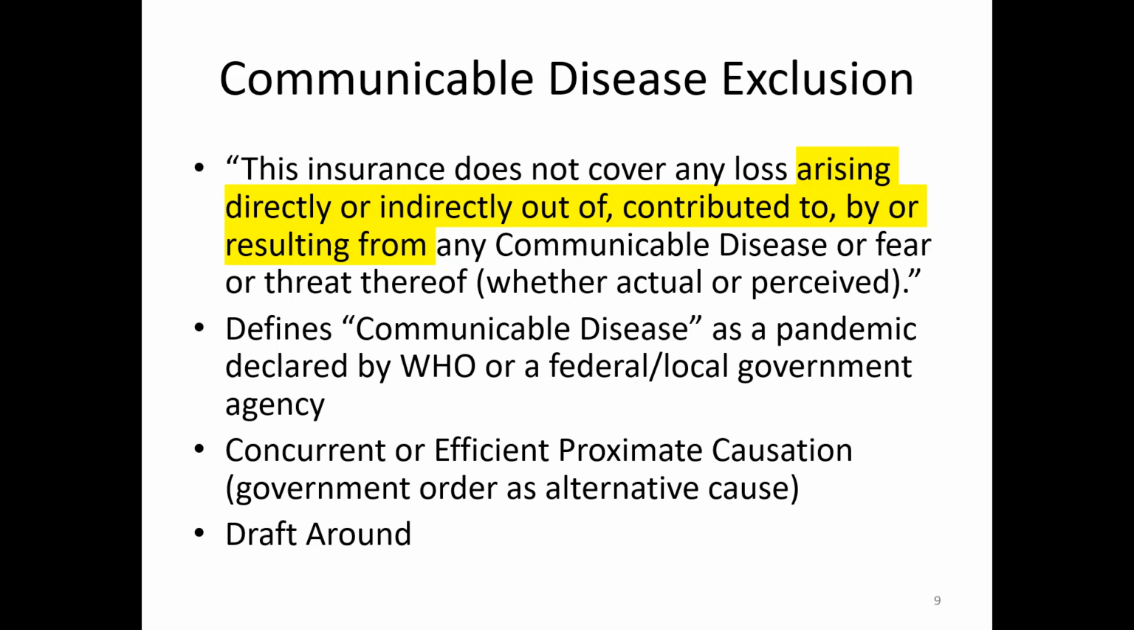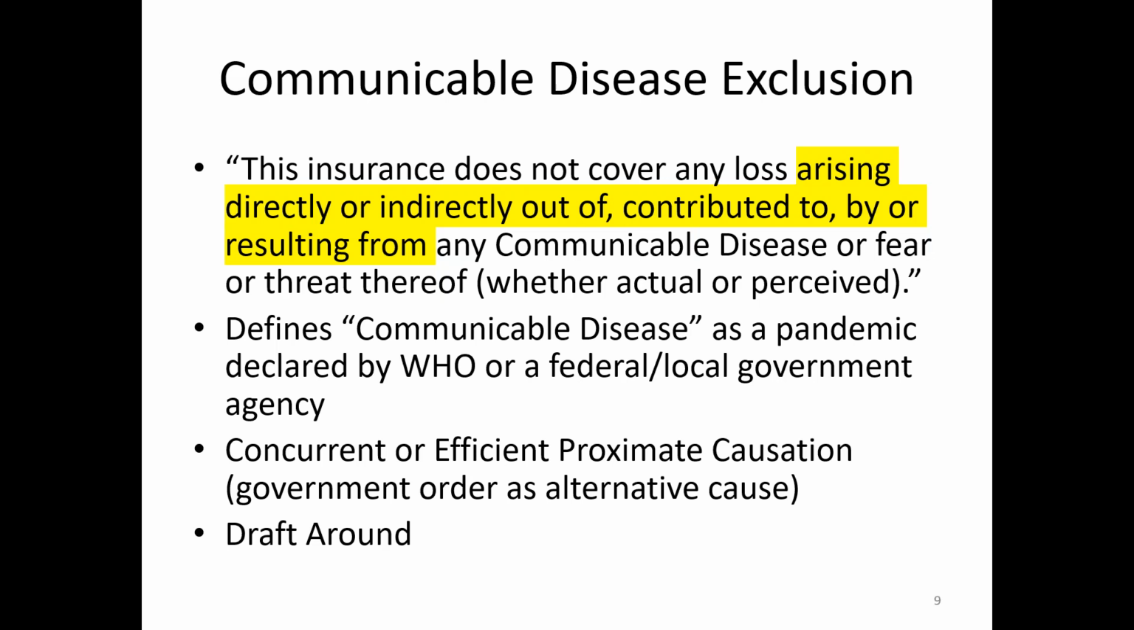So if you've got an exclusion for a pandemic, and you don't have what I'm going to get to now, which is a communicable disease extension, you would have to rely upon concurrent or efficient proximate causation, which is basically where there are multiple causes of loss. One has to be a covered cause of loss. For example, you've got a government order in place. That may be an alternative cause in some of these policies. And you would need to establish that the government order is really the concurrent or efficient proximate cause of the loss. And you need to be in a jurisdiction where they accept that.